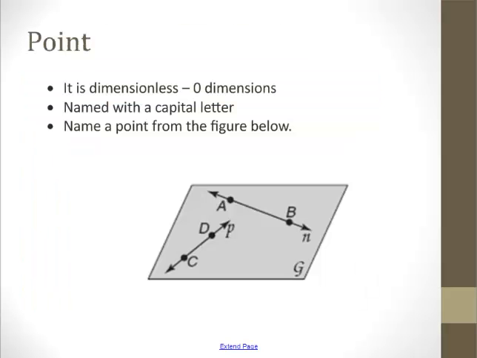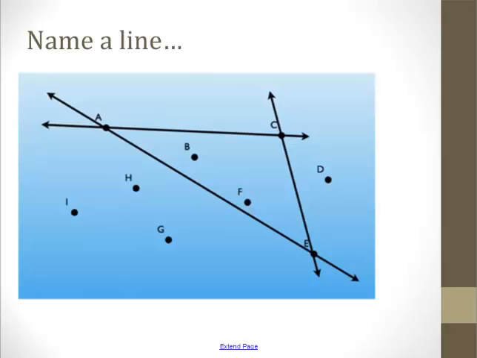Alright, so other things about points. 0 dimensions. Alright, it's in one specific spot, and we name them with capital letters. Alright, easy to write capital letters. Point A down here, point B here, C or D. They all have a capital letter accompanying the point.